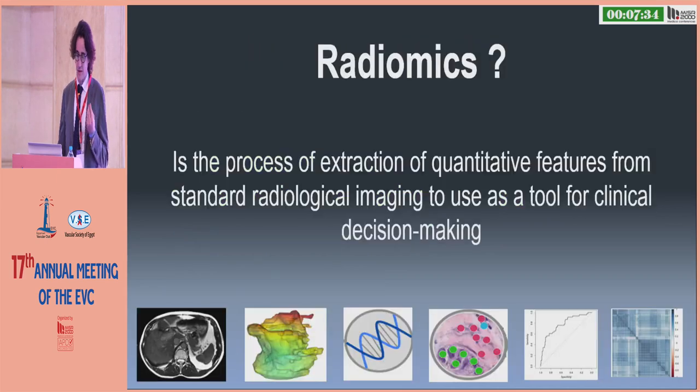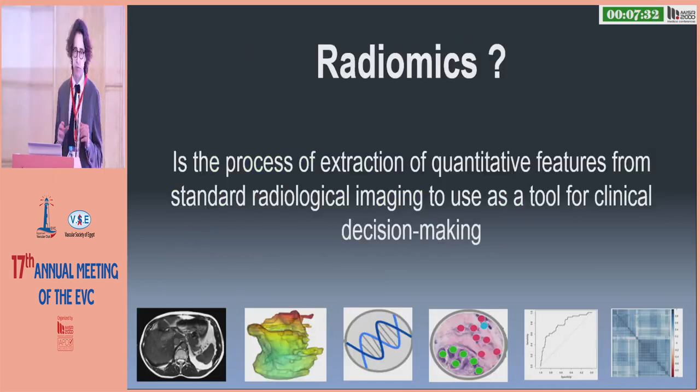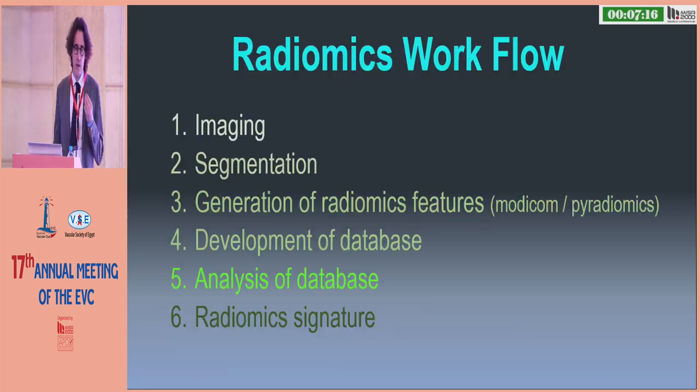What is exactly radiomics? Radiomics is exactly the process of the extraction of quantitative data, which are called features in radiomic analysis, from a standard radiological imaging, and finding a way to use them for clinical decision-making or to interpret what we are seeing. Radiomics analysis works through a workflow.